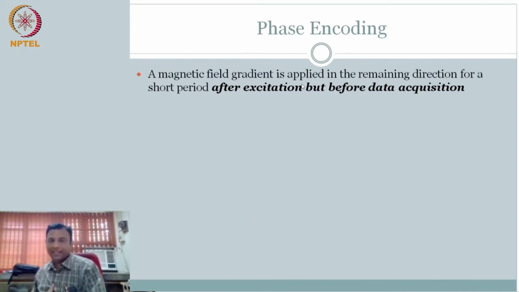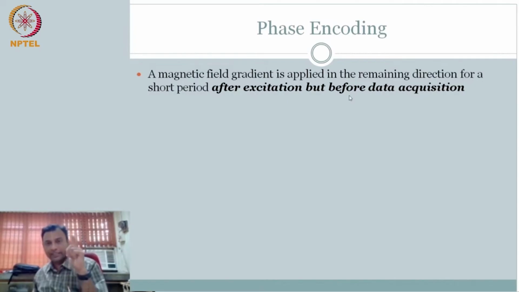A magnetic field gradient, again we exploited GZ, which was called slice selection, and GX, which was called readout or frequency encoding. Now you are exploiting the other direction, GY. The magnetic field gradient is applied in the remaining direction, in our case GY. Importance is when you are applying it. You are applying it after excitation. If you apply it with excitation, that is what you did for slice selection, selective excitation. So this is done after excitation.